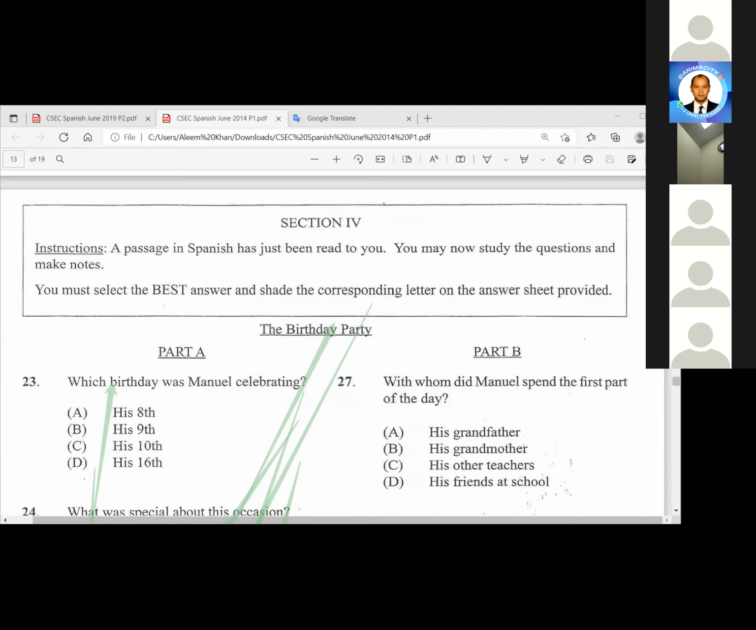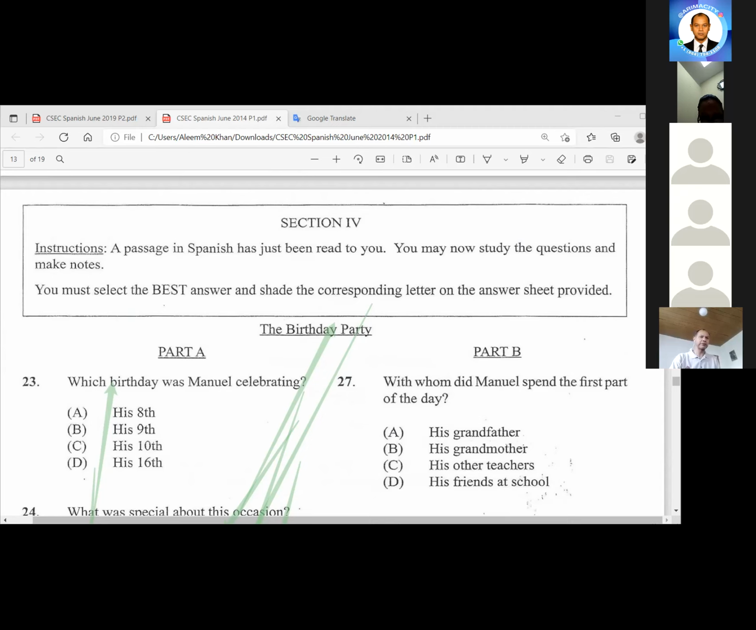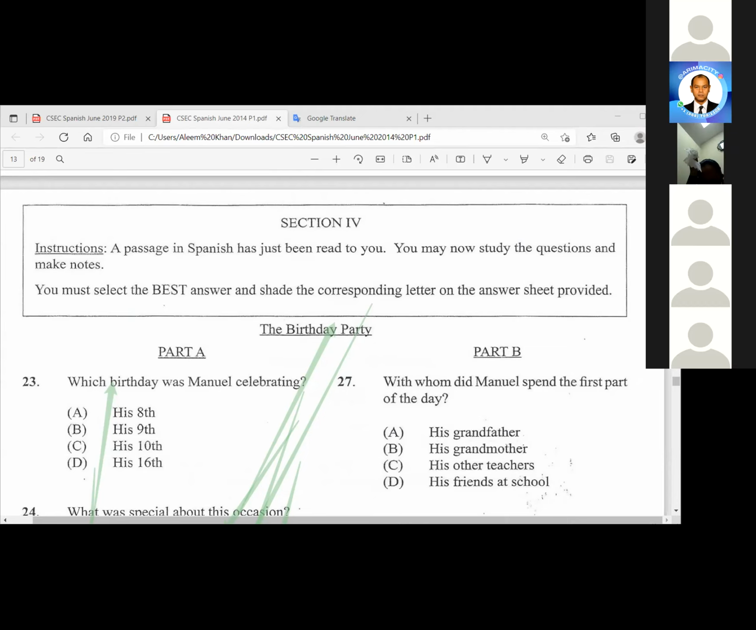Ok, entonces vamos a poner, with whom did Manuel spend the first part of the day? His grandfather, his grandmother, his other teachers, his friends at school. ¿Alguna palabra en la 27 que no entiendes, Catherine? Quiero asegurarme de que comprendas todas las palabras ahí. ¿Sabes qué es un grandfather? Abuelo, okay. Grandmother, other teachers, friends at school. Yes. Okay, entiendes todas las palabras. Excelente. Vamos entonces a poner la oración.